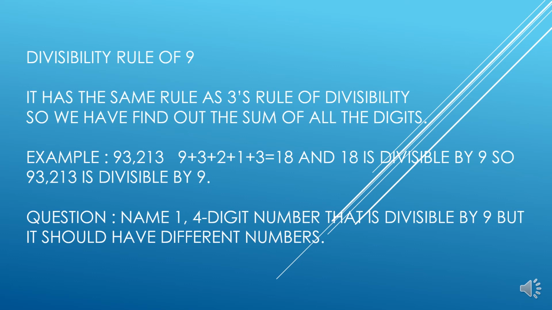Yes? So this question is: name one four-digit number that is divisible by 9, but it should have different digits. For example, if you give it a number like this, I'm not really making it divisible. I don't want this 7 to repeat, meaning no repeating digits. I want all the digits to be different. Okay, so there are many examples of these numbers, so please put it in the comment section.